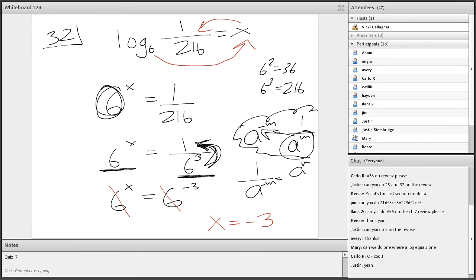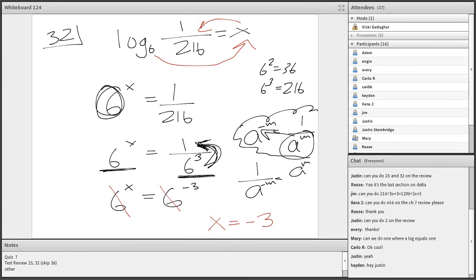32. So we did delta 7. 36 we skipped because we didn't need to do it. Skip 36. 25 and 32, I already did that one. 56, okay. I'm still trying to find that, oh, maybe it's not here.